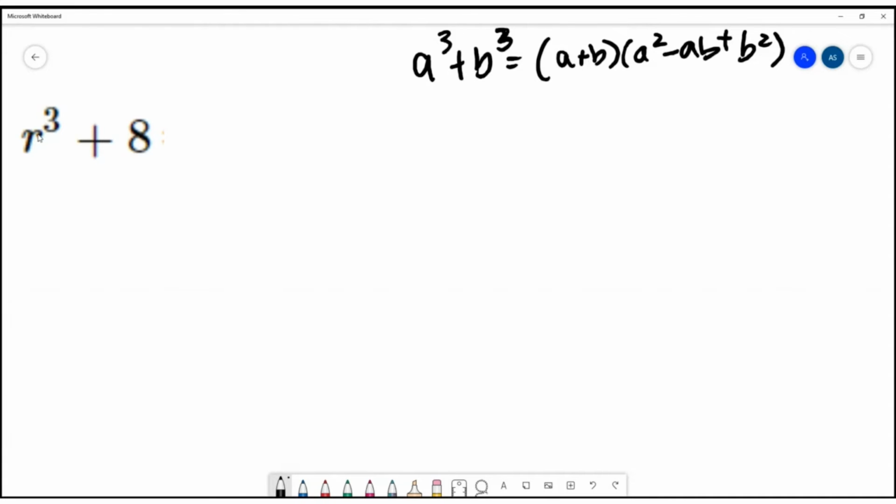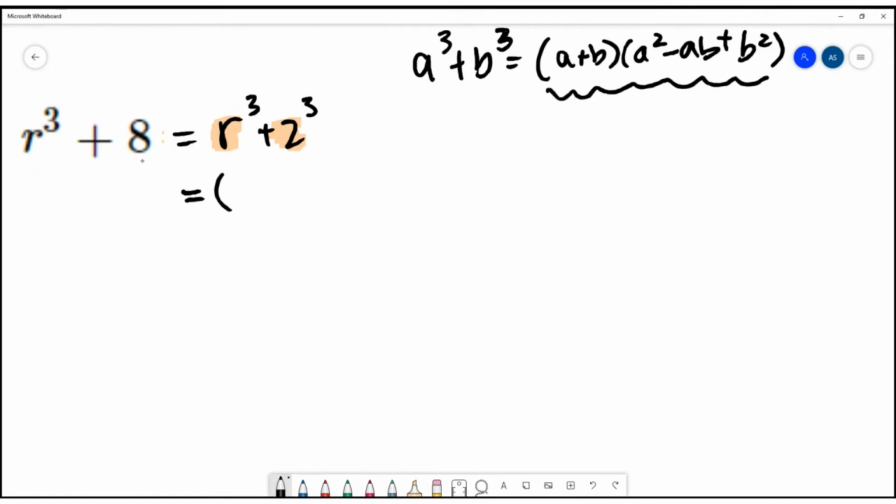So in this example, we have r cubed plus 8. And 8, we want to see if we can write that as a perfect cube. 2 times 2 times 2 is 8. So we can write 8 as 2 cubed. And this helps us recognize that a is r, and b is 2. And we'll follow this pattern because we have the sum of cubes.